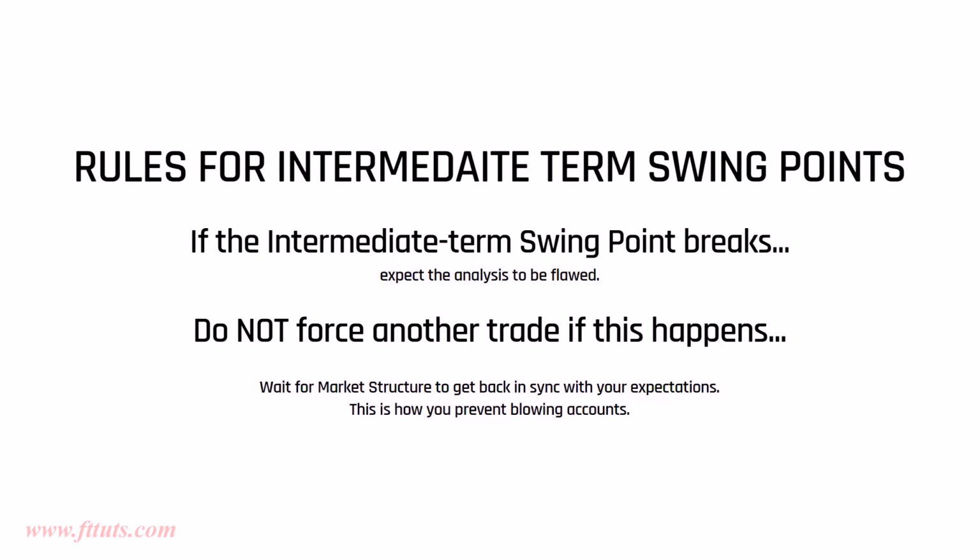So, rules for intermediate term swing points. If the intermediate term swing point breaks, expect that analysis to be flawed. Do not force another trade if this happens. Wait for market structure to get back in sync with your expectations, and that's how you prevent revenge trading and getting angry when you trade and ultimately blowing your trading account up.